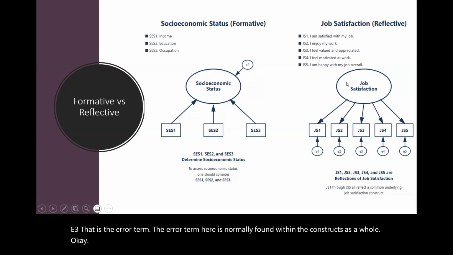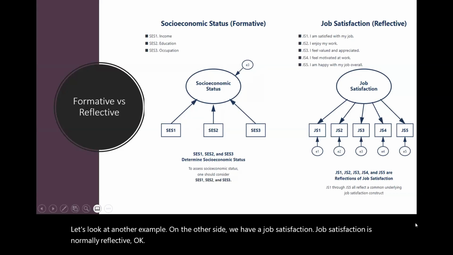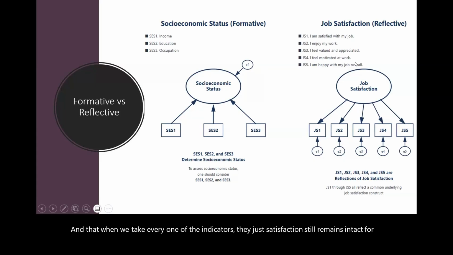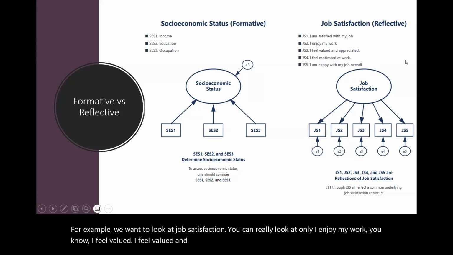Let's look at another example on the other side. We have job satisfaction. Job satisfaction is normally reflective, because when we take away one of the indicators, the job satisfaction still remains intact. For example, you can set questions depending on what you want to tackle or what your focus is. For example, we want to look at job satisfaction. You can look at: I enjoy my work. I feel valued and appreciated. I feel motivated at work. I am happy with my job. So all of these things are statements that reflect job satisfaction.